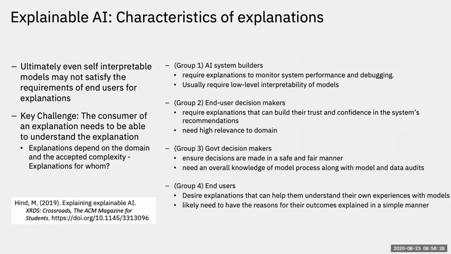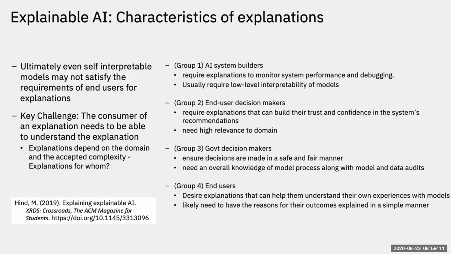As mentioned before, explainability at its heart is a communication problem between person A and person B. And who this communication happens with largely can define the requirements for explainability. Michael Hind, to paraphrase him, quoted in this paper, explanations for whom. In his paper, he mentioned 4 groups of people, starting from the AI system builders, going through the end user decision makers, the government decision makers, and end users. Each persona has specific requirements for explanations and is motivated by different aspects of the problem.